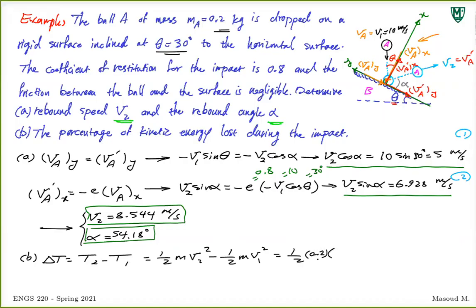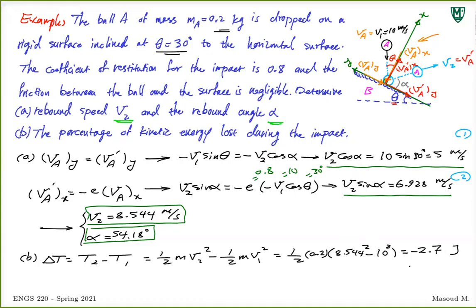V2 squared. V2 is 8.544 squared minus V1, which is 10 squared. Right. That'll give you minus, let me check, what did I get here? Minus 2.7, not meter or joule. Right. Energy.